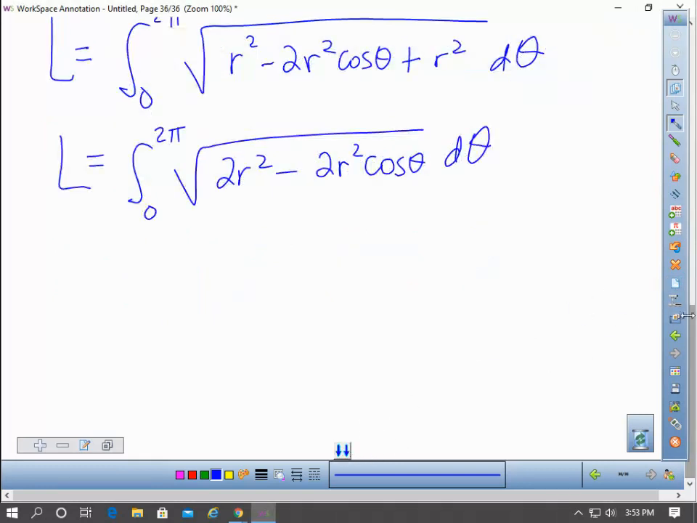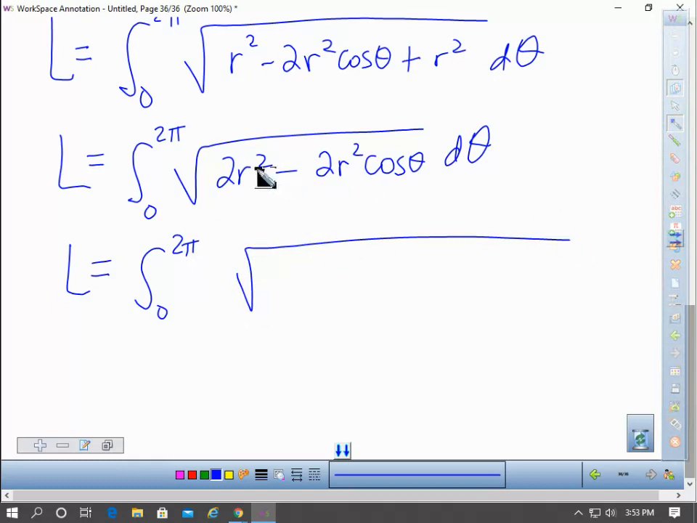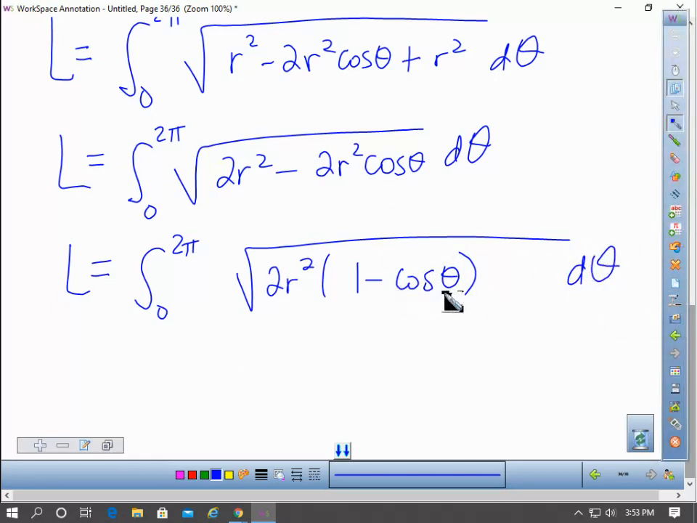Give myself plenty of space instead of continuing on. All right, so now you'll notice both of these terms have a 2r squared in them. So if I factor out the 2r squared, I will have 1 minus cosine theta. Now this is where we need to use the little hint that was given at the top of the page. This says 1 minus cosine theta.